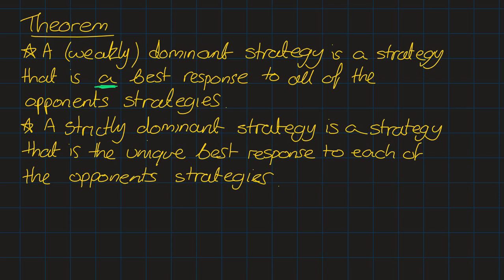So a weakly dominant strategy is a strategy that is a best response to all of the opponent's strategies. And a strictly dominant strategy is a strategy which is the unique best response to all of the opponent's strategies. The idea is that sometimes if you know the best response functions, you can calculate dominant strategies just by using them. That's the end of this video.